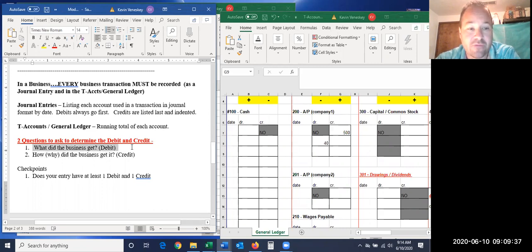But basically, we're going to ask ourselves, what did the business get? That's our debit question. Whatever account we answer, that's what we're going to put as our debit entry. And then we ask ourselves, okay, we know what we got. How did the business get it? That's going to be our credit question. Whatever account answers that is our credit. When we're doing journal entries, we always have to have at least one debit and one credit, and there could be more.